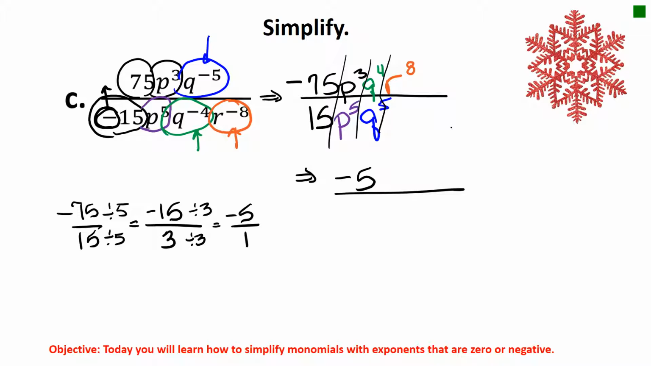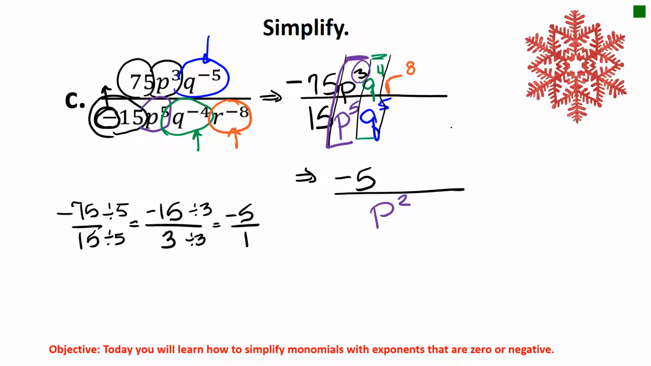You can put the 1 in the denominator, but you don't have to. Let's look at the p's. Here's my p's. Where are there more p's? I got p's in the denominator, 5 in the denominator. I'm going to take the 3 away. That would cancel with it, leaving me with 2 p's.